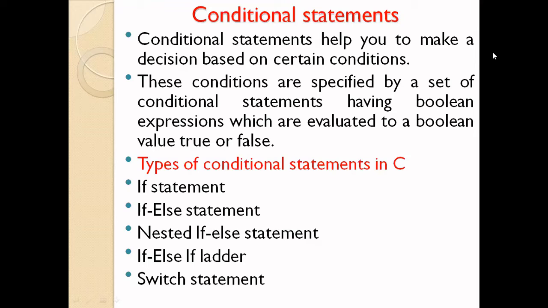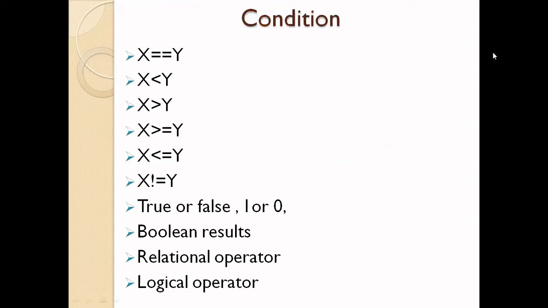There are 5 types of conditional statements in C language. One is called the if statement. The second is if else, then nested if else, if else if ladder. The last one is called the switch statement. We can see them one by one. These are the conditions available in the C language.